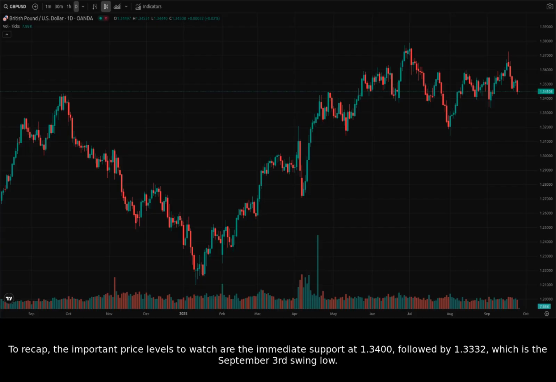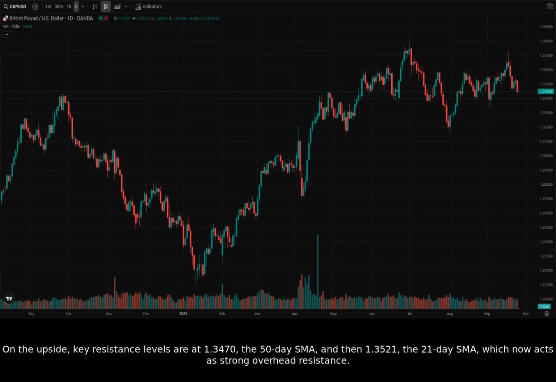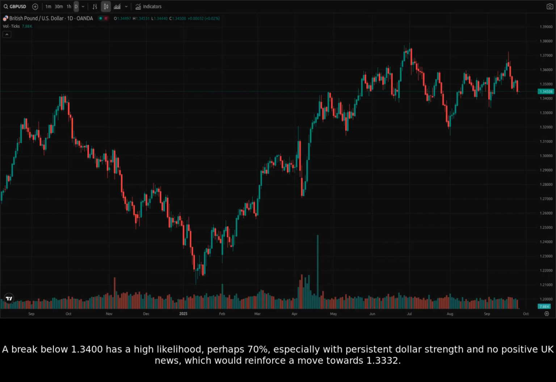To recap, the important price levels to watch are the immediate support at 1.3400, followed by 1.3332, which is the September 3rd swing low. On the upside, key resistance levels are at 1.3470, the 50-day SMA, and then 1.3521, the 21-day SMA, which now acts as strong overhead resistance. A break below 1.3400 has a high likelihood, perhaps 70%, especially with persistent dollar strength and no positive UK news, which would reinforce a move towards 1.3332.